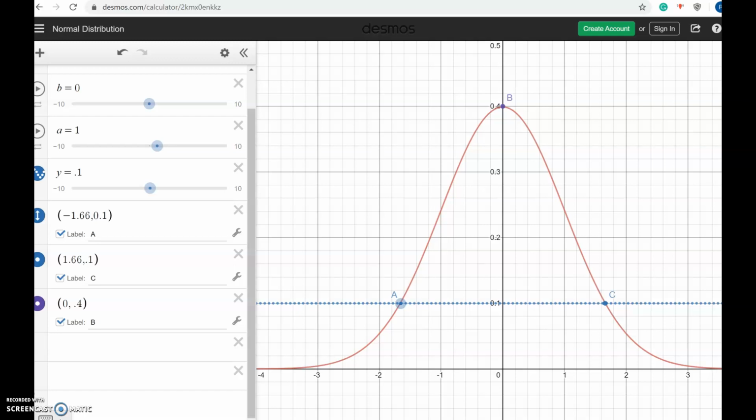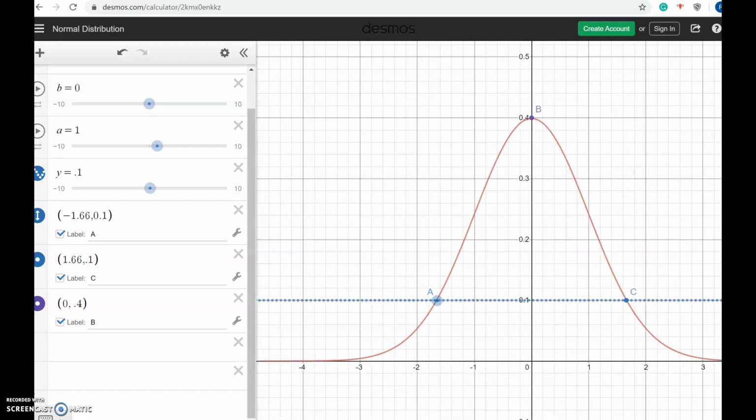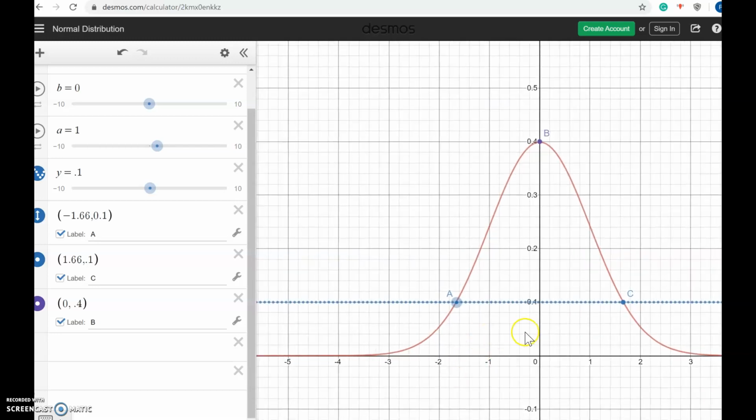Hi class, we're going to look at data that is bell-shaped, and in this case we're going to look at the spread of COVID. And what you actually see here is a normal distribution. So the following points are important. So this is point A, point B, and point C. So for a normal distribution, point A and C are important because of the following.